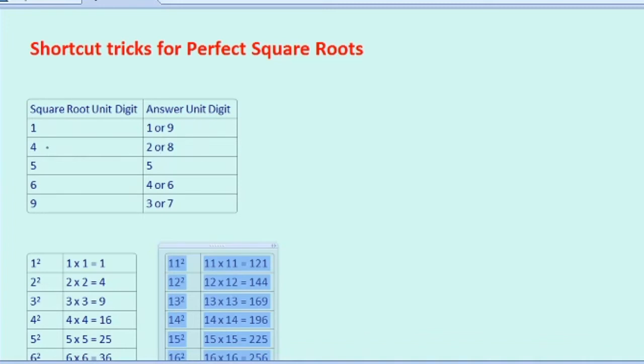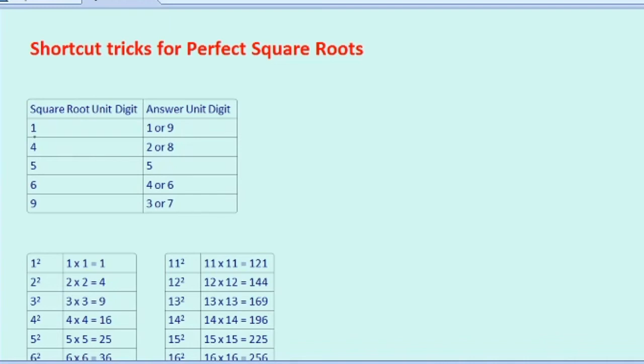Okay, next, if the number's unit digit is 4, then the answer's unit digit will be either 2 or 8. If it is 5, then the answer's unit digit will also be 5. If the unit digit is 6, then the answer's unit digit can be 4 or 6. And if the unit digit is 9, then it can be 3 or 7. Okay, till here you have understood.